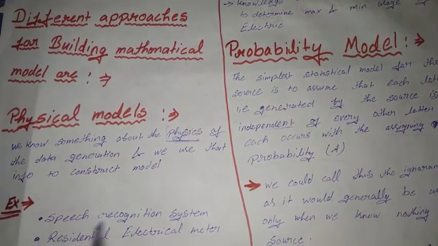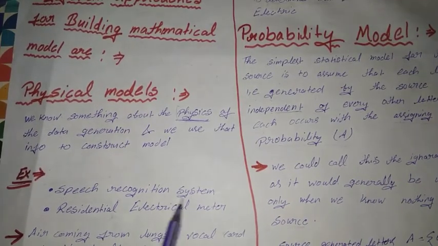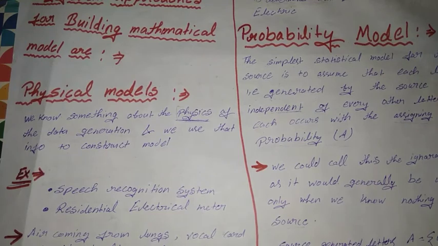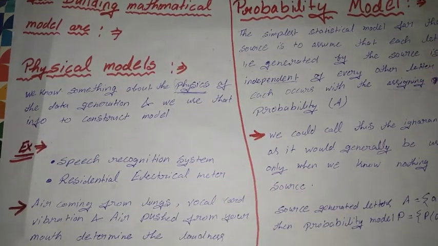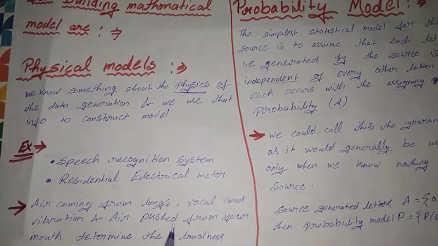Okay, let's take an example like we construct a model for a speech recognition system. Then you know that the loudness of our sound is determined by the air coming from our lungs, by how much the vocal cord vibrates at that time, and how much air is pushed from our mouth. These three things determine our sound loudness. Then we use these three things to construct our model, that is a physical model.